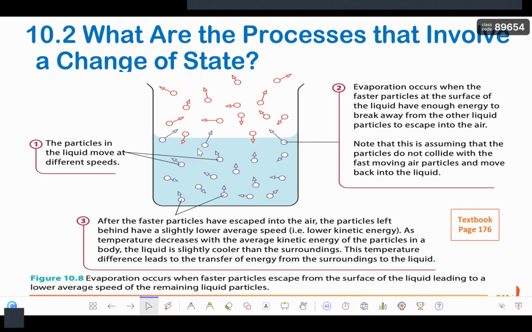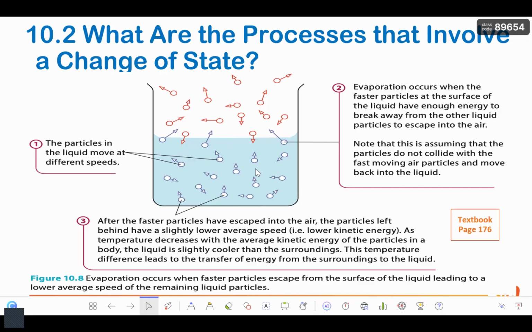They will move to the top, the surface of the liquid, and eventually they will reach enough kinetic energy such that they are able to overcome the forces of attraction between them. So they have sufficient energy, they break free from the forces of attraction, and once they break free from the forces of attraction holding them together as a liquid, it becomes a gas. So it goes up into the air immediately. That's why evaporation only occurs at the surface.